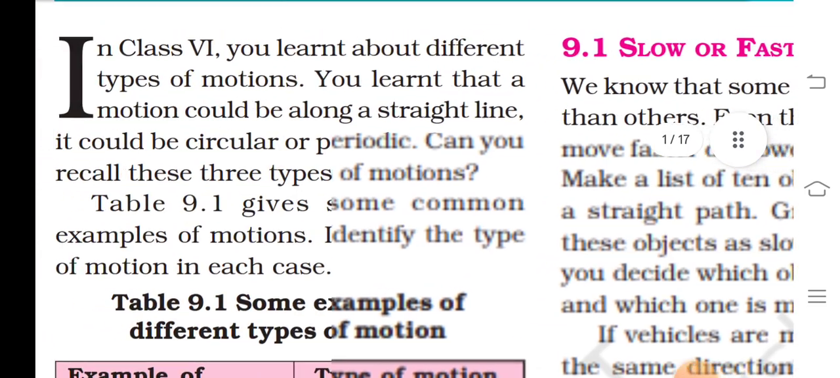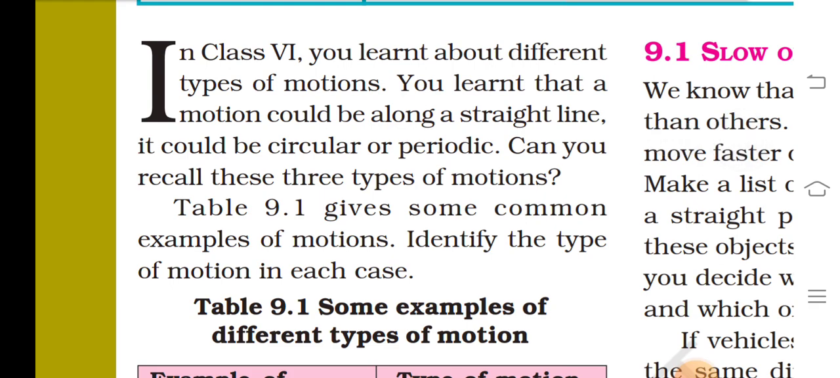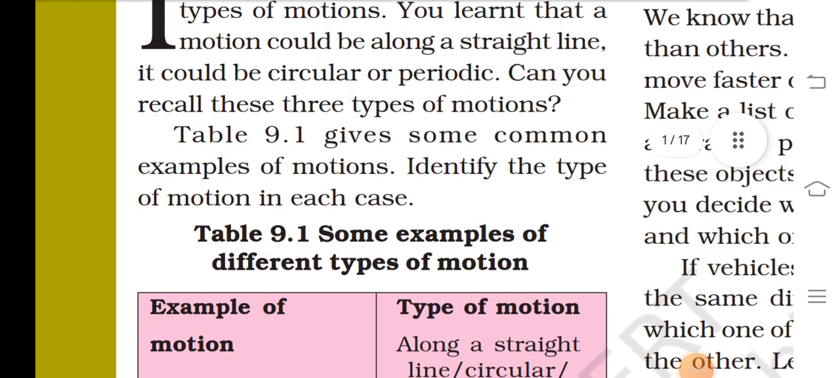In Class 6, you learned about different types of motions. You learned that motion could be along a straight line, it could be circular or periodic. Can you recall these three types of motion?